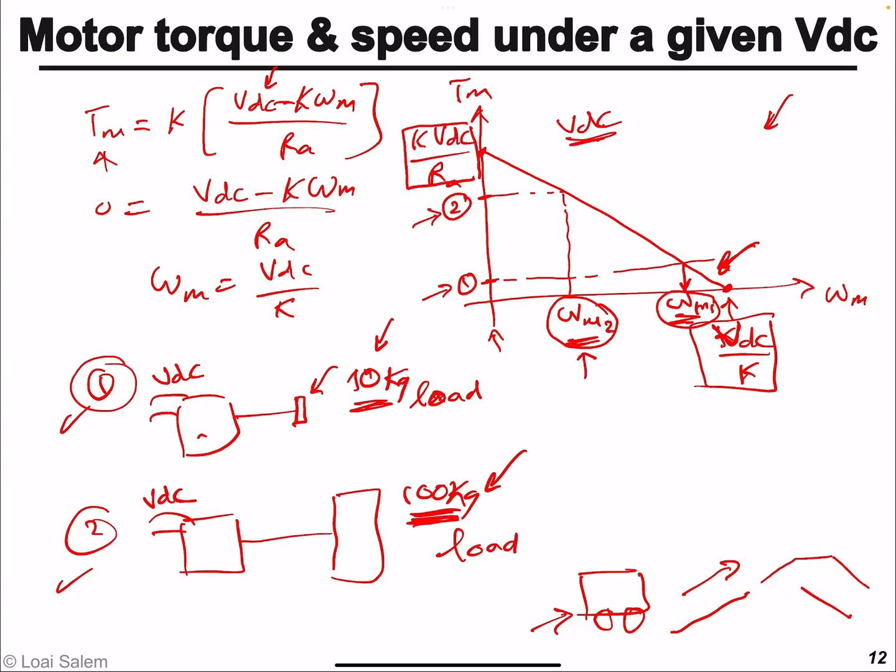So when we reduce the value of VDC, this intersection point is going to decrease, such that the new line is in here, and we maintain the same velocity under different loads as the toy electric car is moving among different surfaces that impose different mechanical loads or require different amounts of torque.